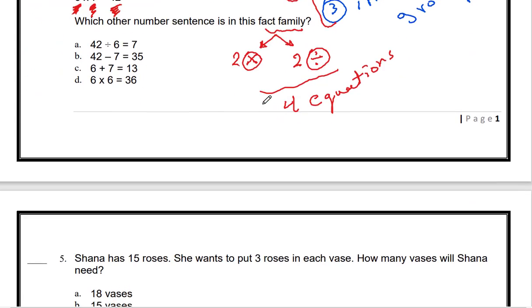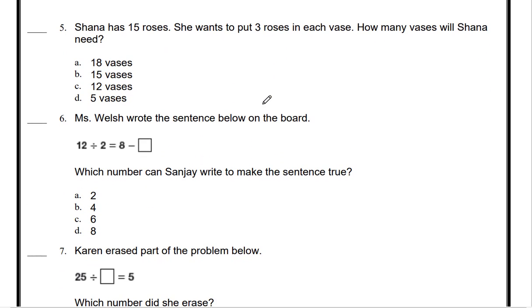Okay, let's move to the next type. This one is repeating. In number 5, we have 15 roses, and she wants to put three roses in each vase. So this is the number inside each group, and the question asks how many vases, so the number of groups, and 15 is the total. It's clear, my heroes, that it is multiplication or division.